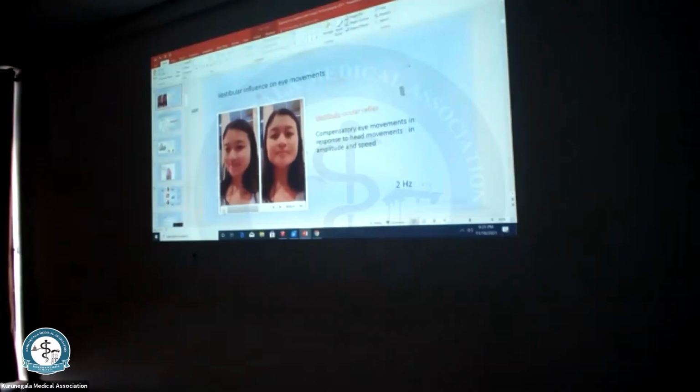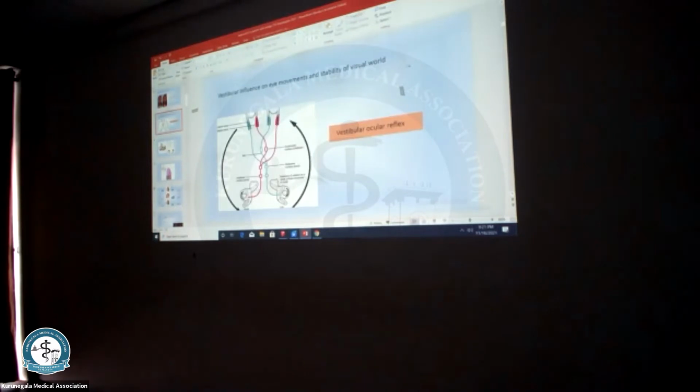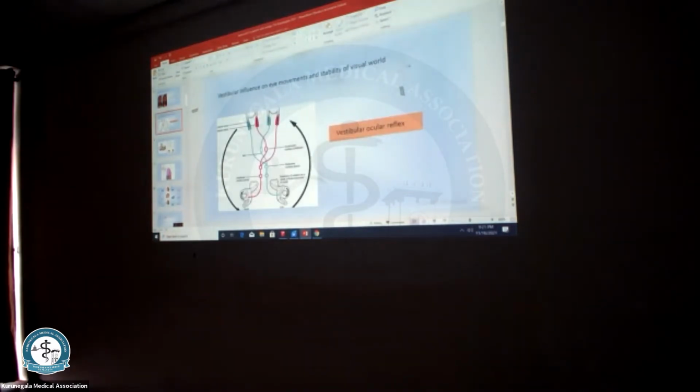This is the same thing I just described. When the head is moving, the eyes are moving to the opposite side, and we are stabilizing the image on the retina. The vestibulo-ocular reflex, which spans the midbrain and pons, influences the eye muscles in an appropriate manner. So we are stabilizing the image on the retina without any shaking of the visual world.